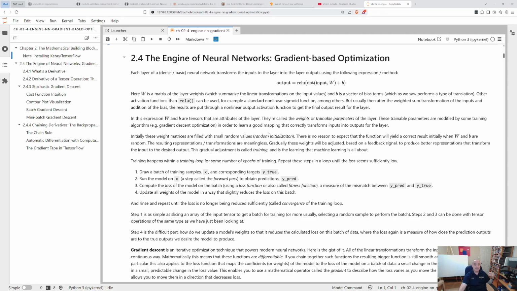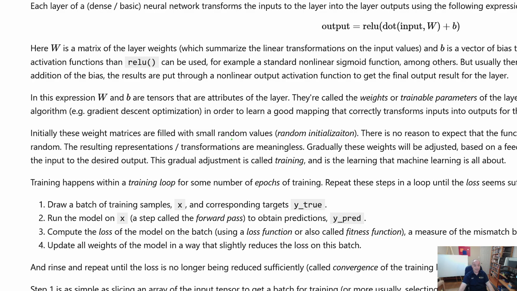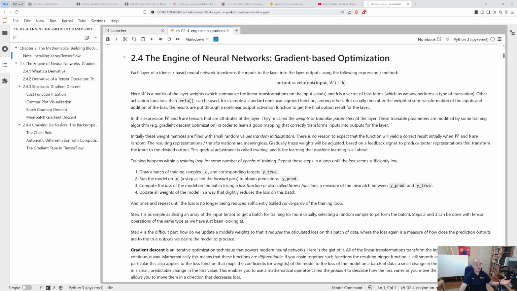Initially, when we start training a network, these weights and biases are all set to small random values. So when these are random, the outputs for an input are just random. It doesn't mean anything, so there's no reason to expect that the function will yield a correct result initially. That's the purpose of this lecture: we need to add the piece where we take those outputs and modify the trainable parameters for all the layers of the network in order to produce correct outputs.